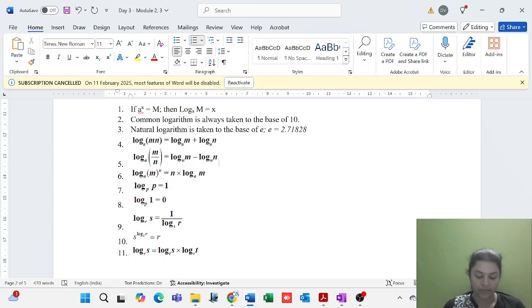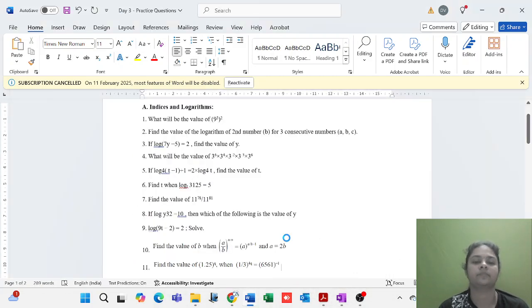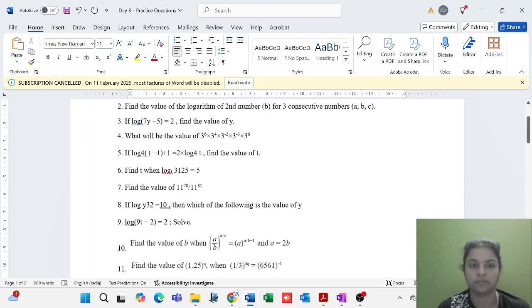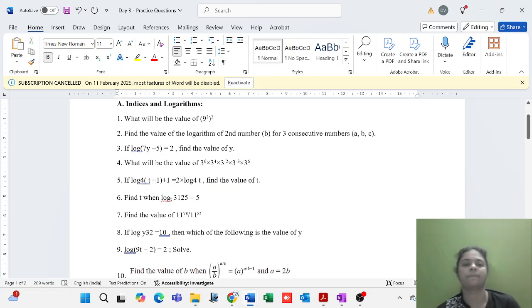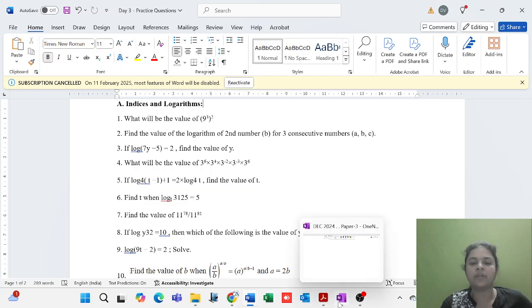Yes, ma'am. So now, given this, we are going to start with questions from indices and logarithm based on your past task papers. Question number 1. What is the value of 9 to the power 3, the whole square? 9 power 3 the whole square. So how can you express this?